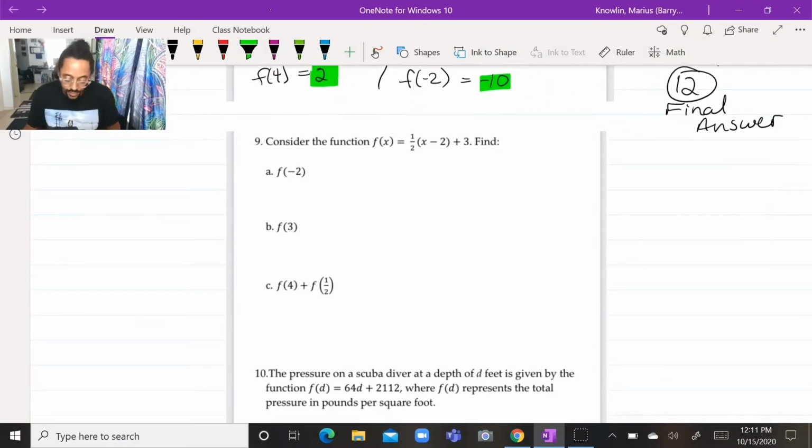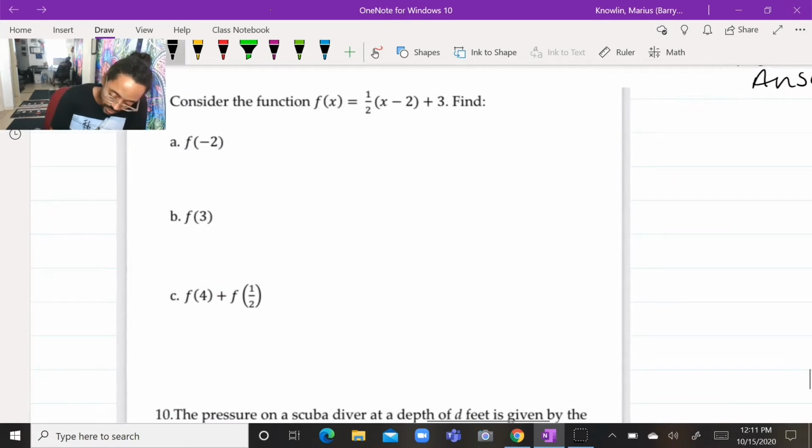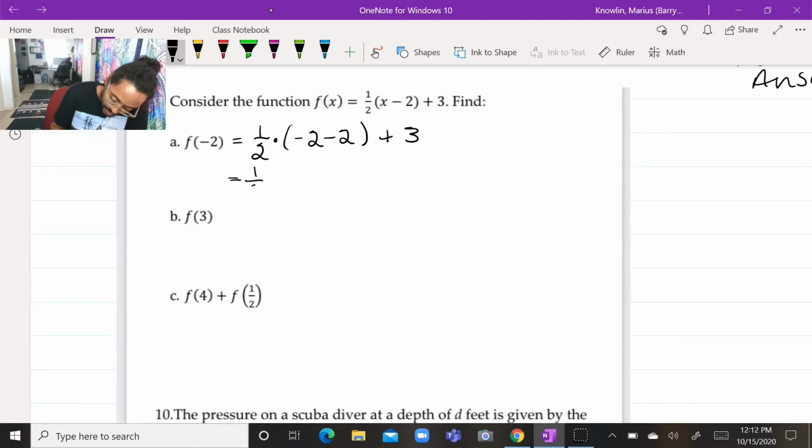Number 9, we're basically doing the same thing for each one of these. They want us to find f of negative 2, and they gave us our function here. So let's go ahead and take a look at that. F of negative 2 is equal to 1/2 times the group of negative 2 minus 2 plus 3. Let's continue to work that out. This is going to be 1/2 times, we have to do the parentheses first, negative 4, and then add 3.